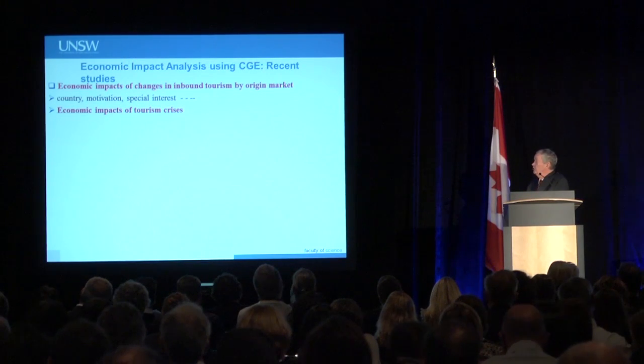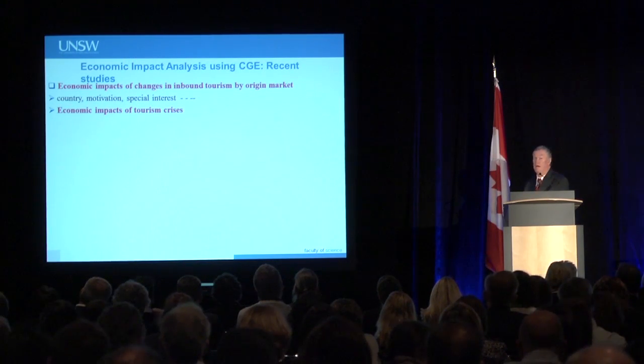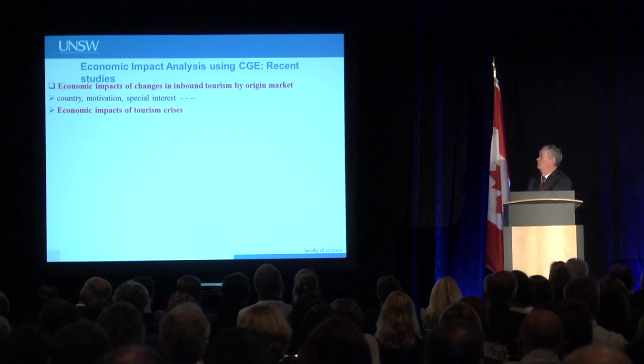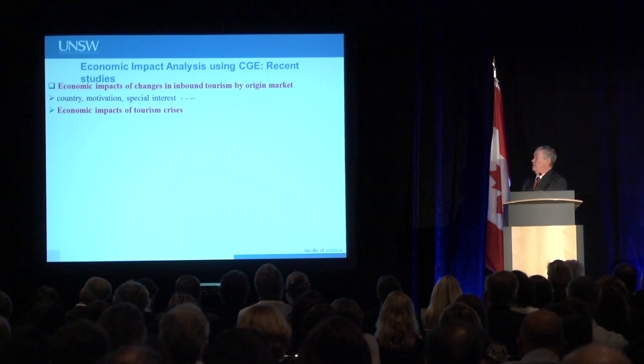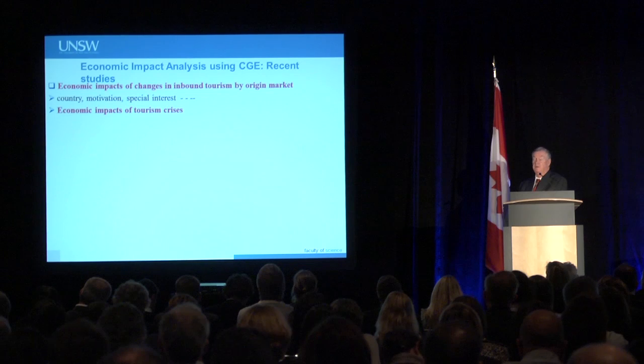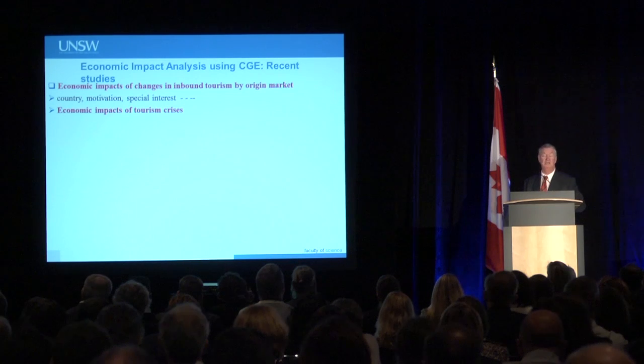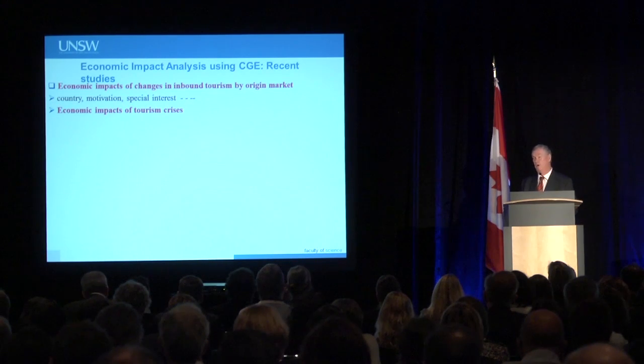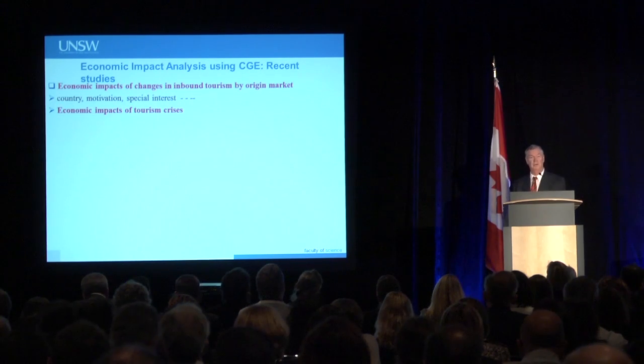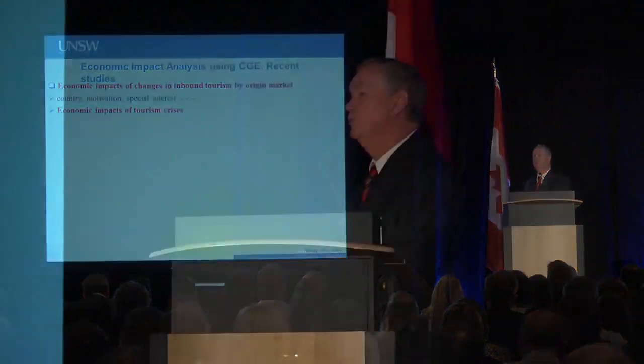Economic impacts of change in inbound tourism by origin market. We've done work ourselves looking at the impacts of tourism coming into Australia from different countries. For example, we're not getting as many Japanese tourists as we were before. The New South Wales government wanted to know what the effects on the economy were of the downturn in Japanese visitation. We put this through the model and we were able to determine what those impacts were.